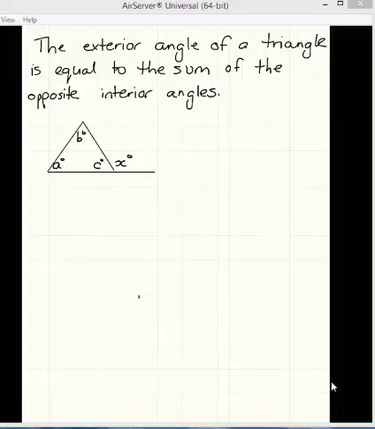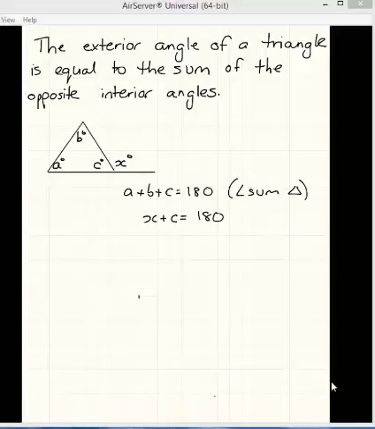So how do I prove that? Well, it goes back to the angle sum. We know that A plus B plus C is equal to 180 because that is the angle sum of a triangle. But if you have a look at that straight line, we know that x plus C is equal to 180 because we have a straight angle. So looking at those equations, it should be obvious that A plus B is equal to x. Very simple little proof, that one.